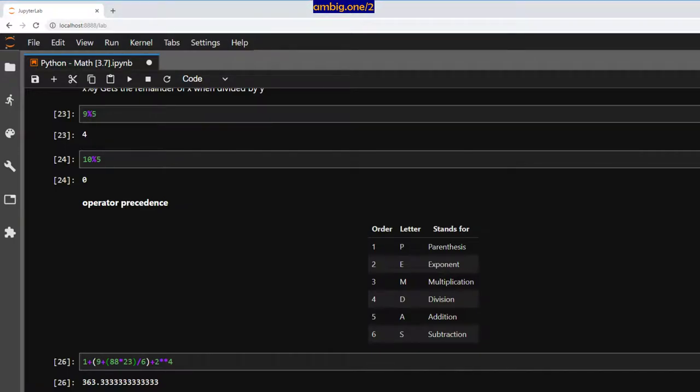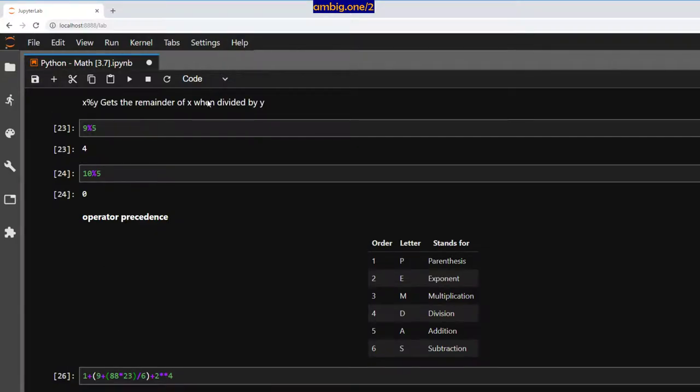Let's look at the math module. Okay, so let's go ahead and get a problem first. Calculate the GCD, that is greatest common divisor, for any two given numbers. Here we go.